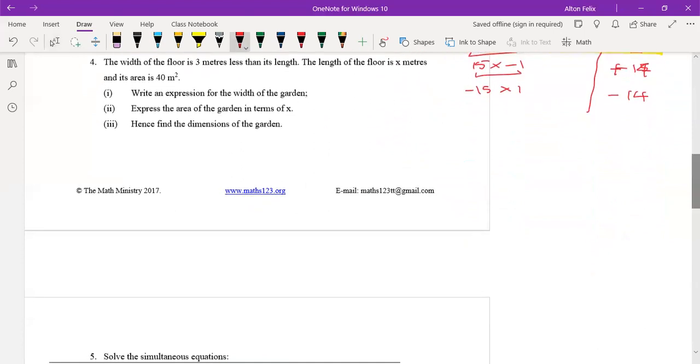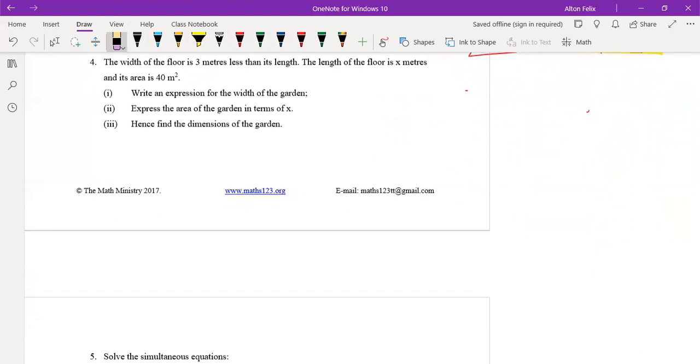Okay, so in question 4, you're given the width of the floor and the length of the floor, as well as the area. So what we need to do is write an expression for the width of the garden. Let's say the width of the floor is 3 meters less than its length. So let's say the length of the floor is x meters. So if it's 3 meters less, the width will be x take away 3.